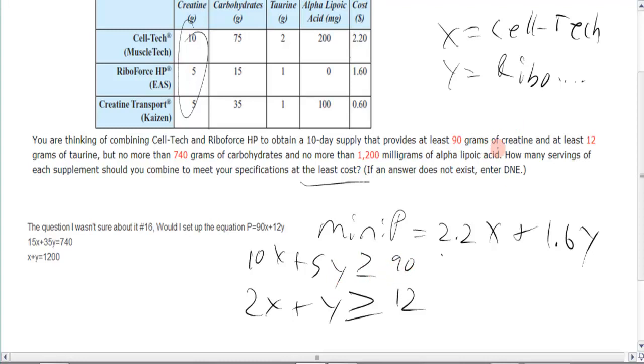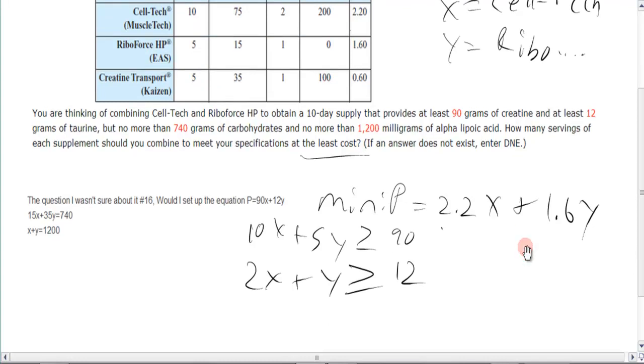So now we've got the creatine done, we've got the taurine done. Now we want no more than 740 grams of carbs. So carbs was these numbers right there. So we want 75x plus 15y. We want no more than that, so less than or equal to 740 grams.